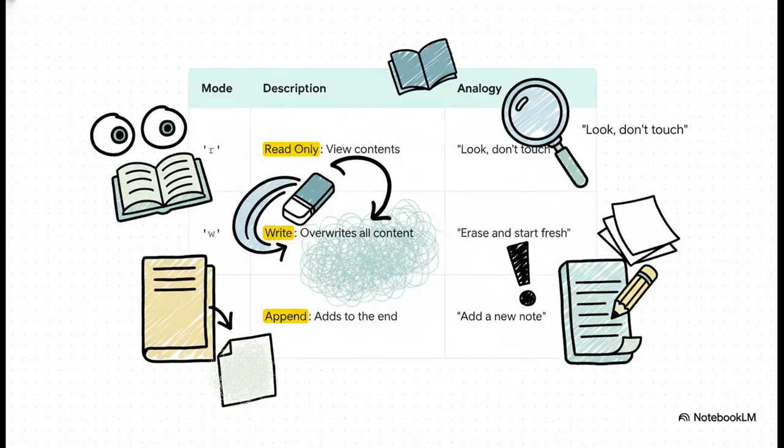The mode you choose is like giving your program a specific permission slip. If you use R for read, it's strictly look but don't touch. But W for write, that one's powerful and a little dangerous. It's like erasing the entire page to start completely fresh, so you have to be 100% sure you want to overwrite everything. For a safer option, there's A for append, which lets you just add new info to the very end. Getting this choice right is step 1 to protecting your data.